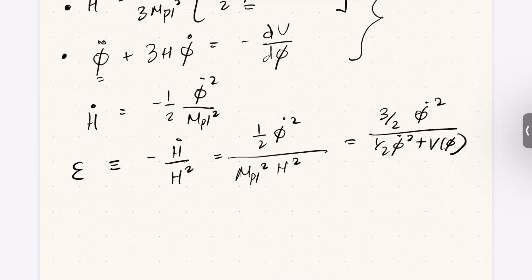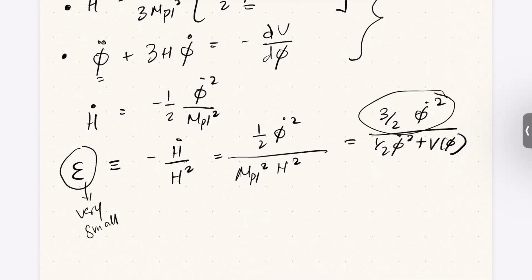Okay, now let's take a look at this expression. What is happening? So I have a phi dot squared up in the numerator and half phi dot squared plus V of phi in the denominator, right? But now remember that for inflation to last, epsilon must be very small. So this should be very small.